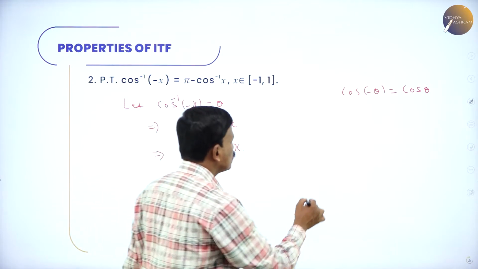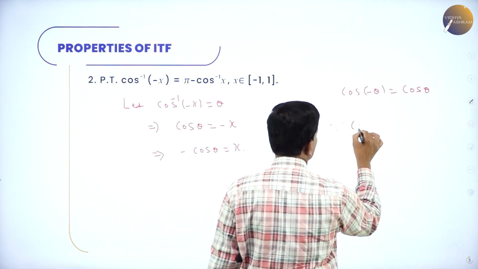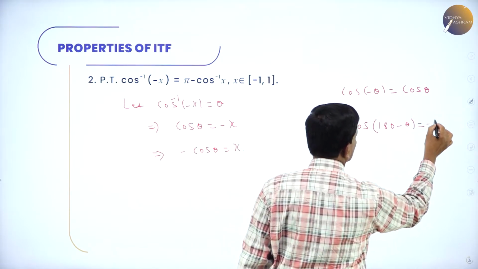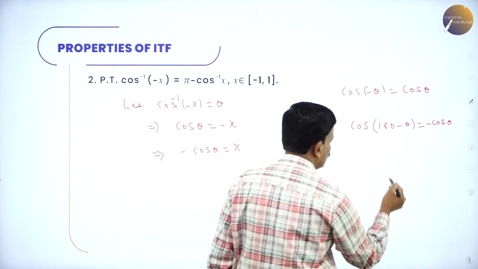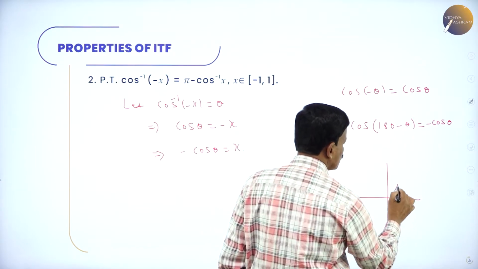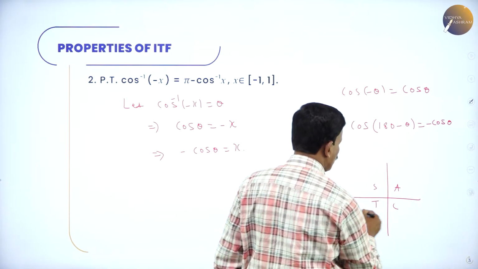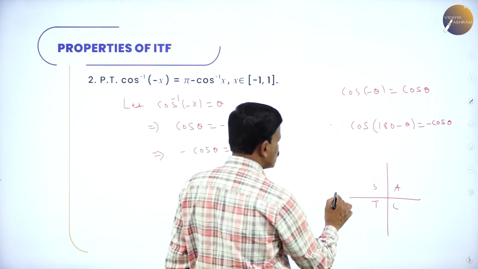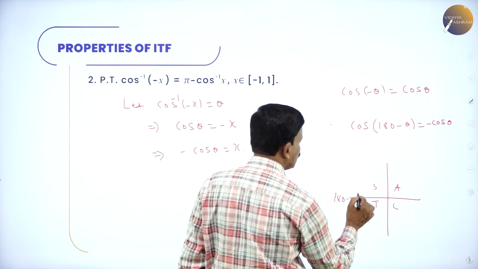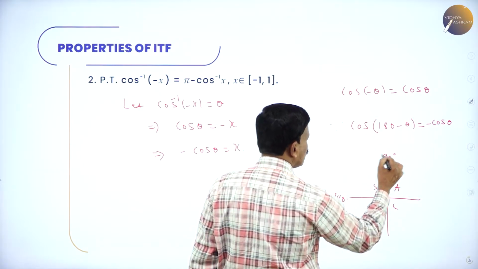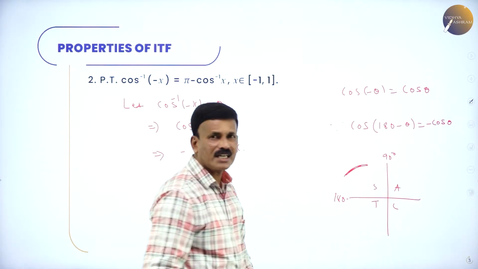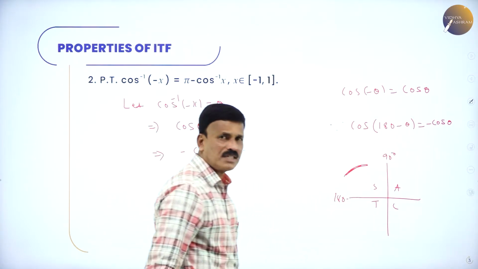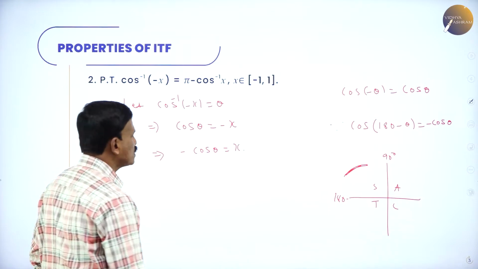Now there is one formula you might have studied in allied angles. Cos 180 minus theta is equal to minus cos theta, because 180 minus theta comes in the second quadrant. In the second quadrant, sine is positive, cos is negative. Therefore cos 180 minus theta is equal to minus cos theta.